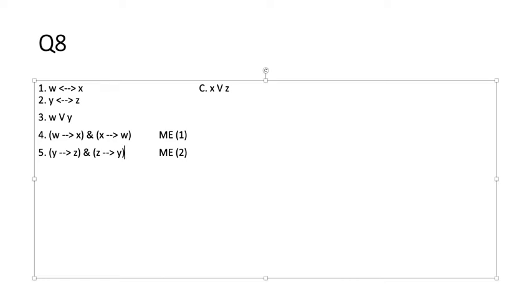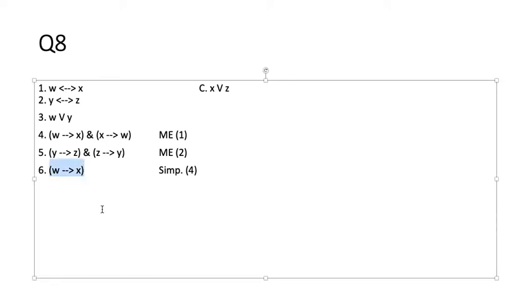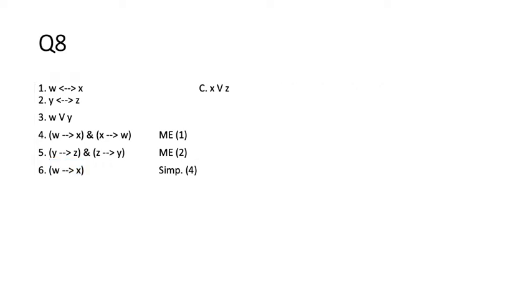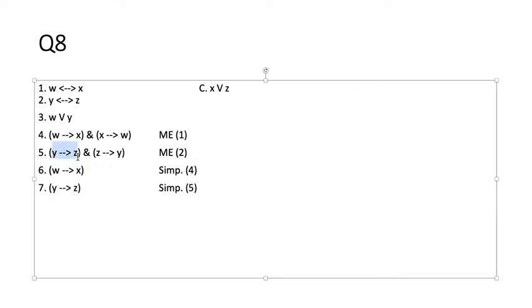Then what am I going to do? Well, I have here Y or W. I have W here. I have Y here. What I'm going to do is simplify 4 and simplify 5. So I'm going to do simplification on line 4 to get this conditional, which was the left-hand conjunct of 4, on its own, if W then X. And I'm going to do the same on line 5 to get, again, the left conjunct, which is this conditional, if Y then Z, alone on line 7.